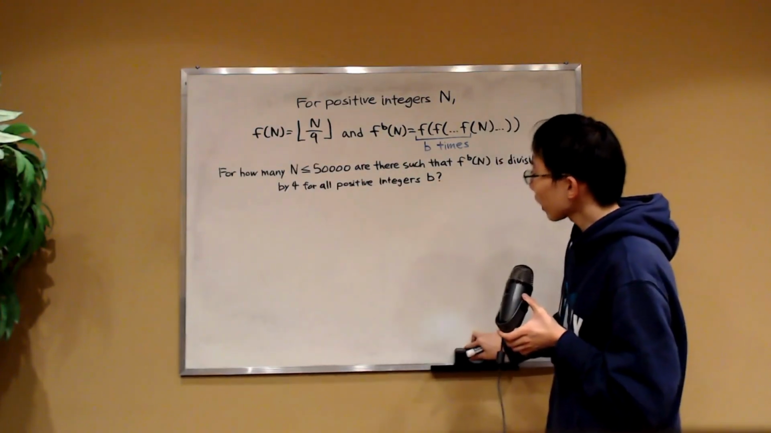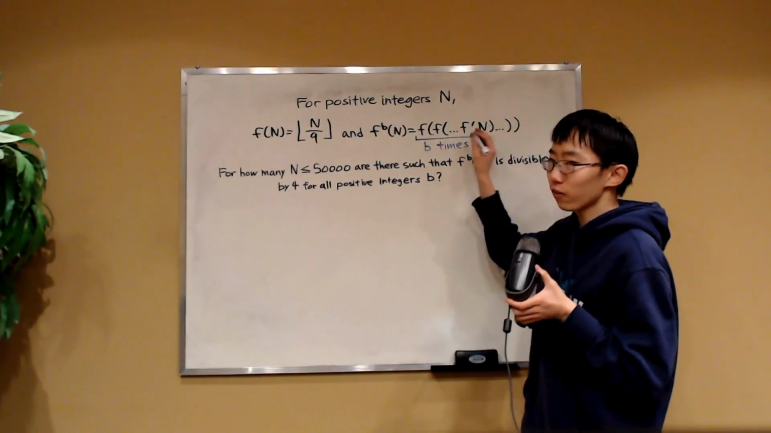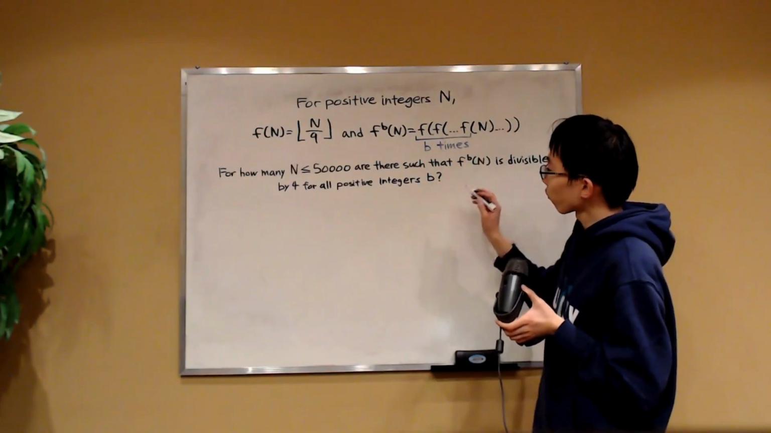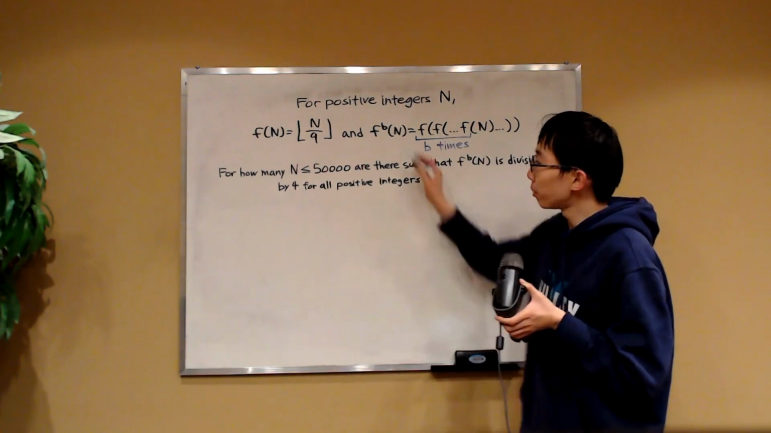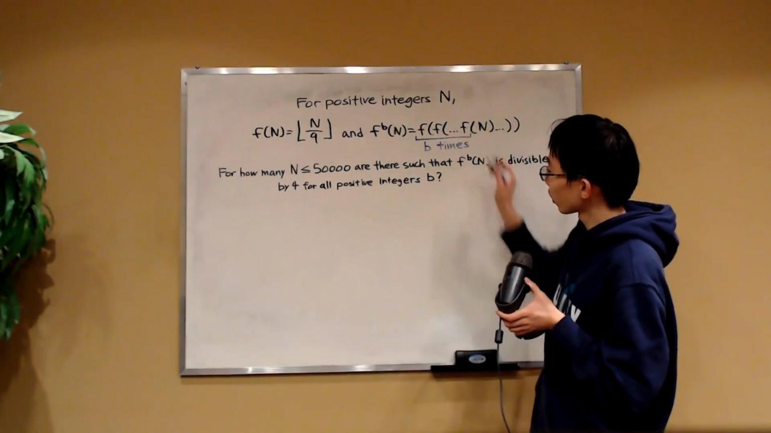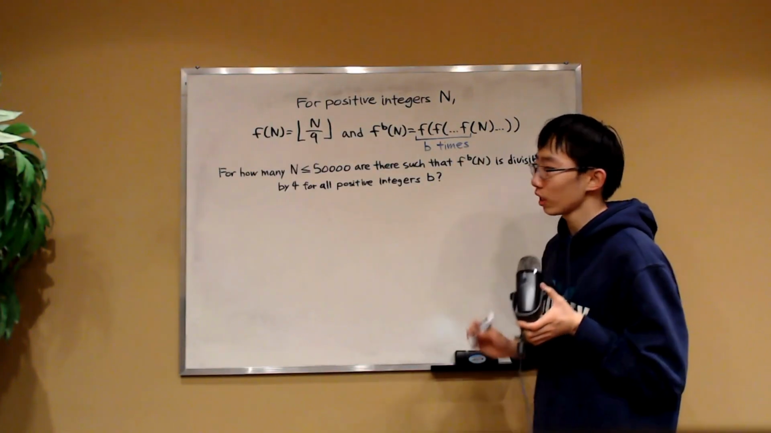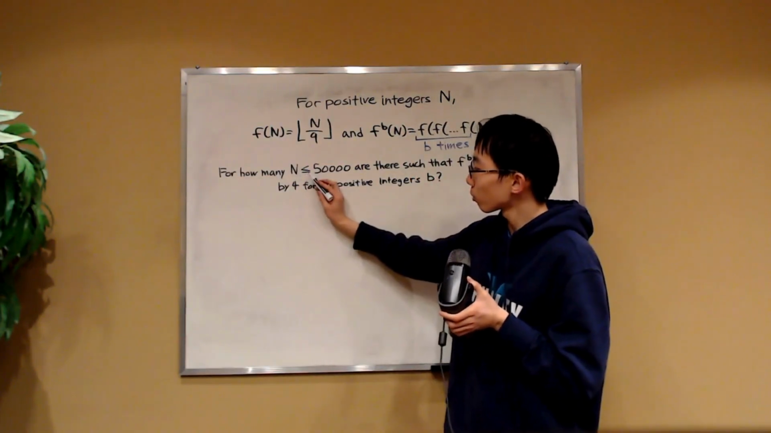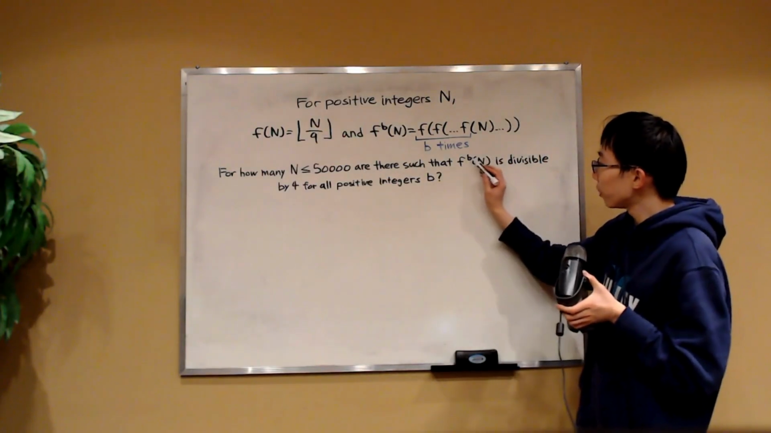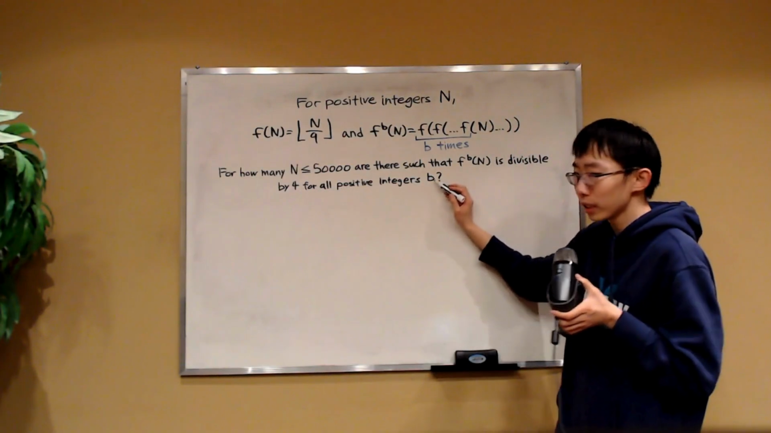Okay, and we also have f to the b of n to be equal to f of f of, and so on, f of n, where we apply the function f b times. Now note that b is not an exponent. This basically means functional composition b times. Okay, so now that's out of the way, the question is, for how many n smaller or equal to 50,000 are there such that f to the b of n is divisible by 4 for all positive integers b?